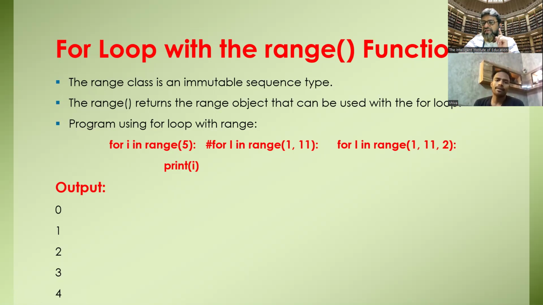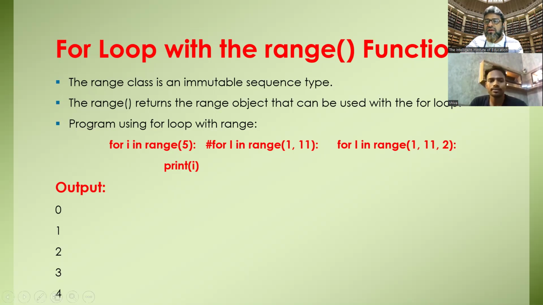To be very clear, in this for loop it will print up to n minus 1. If you have given 11, it will print up to 10. Why? Because it starts from 0. But now here we have given 1, so it starts from 1 and prints up to 10. Is this clear?